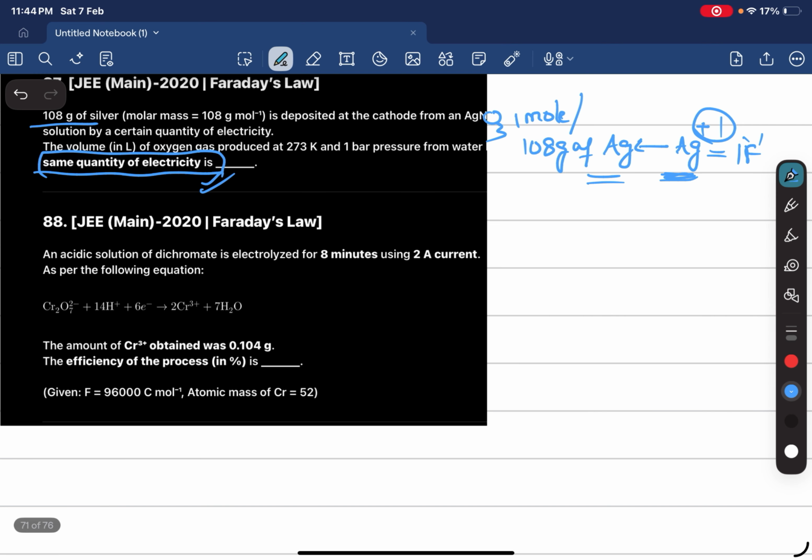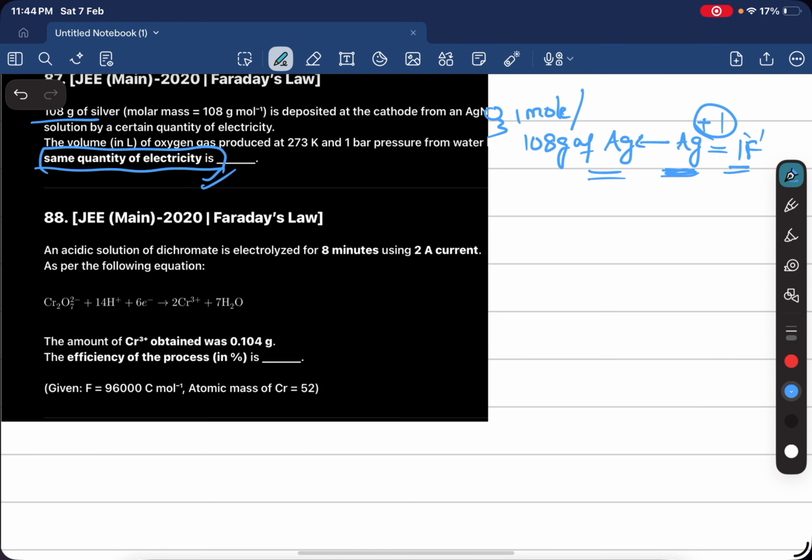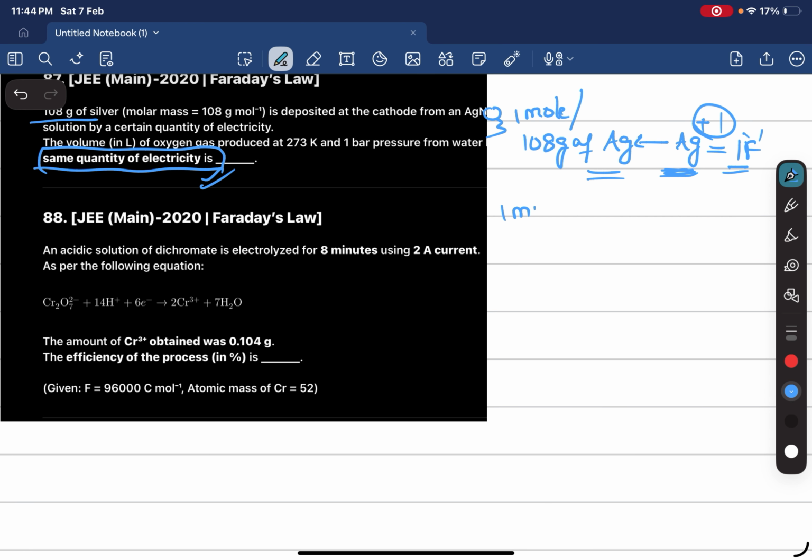So we got to know that the charge is just 1 Faraday. We already discussed, to deposit 1 mole of O2 gas, how many Faradays are required? 4 Faradays. How to decide? I have given one shortcut trick for this.